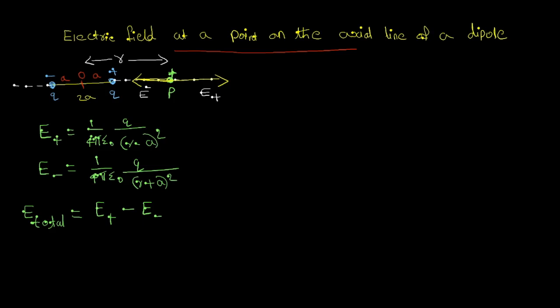Why are we taking it like this? Because the electric field intensity due to the positive charge is higher than the electric field intensity due to the negative charge. So we take the difference, because the positive charge is placed nearer to the point P. So the electric field intensity due to the positive charge is higher than that due to the negative charge, so we take the difference.